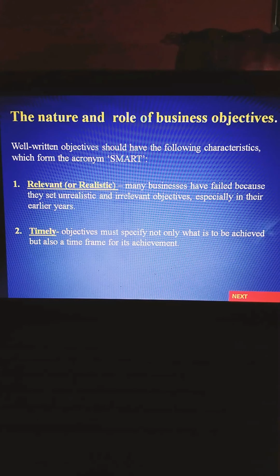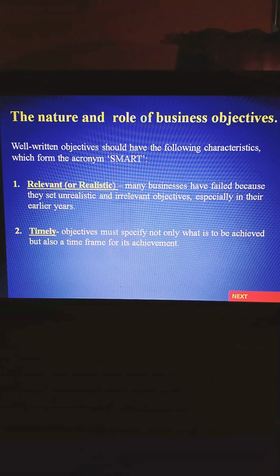The next one is the R. It speaks to the objective must be relevant or realistic. It cannot be untrue. It must be something that is real. All right. So many businesses have failed because they set unrealistic and irrelevant objectives, especially in their earlier years. Right. So the last one we're going to look at is T.